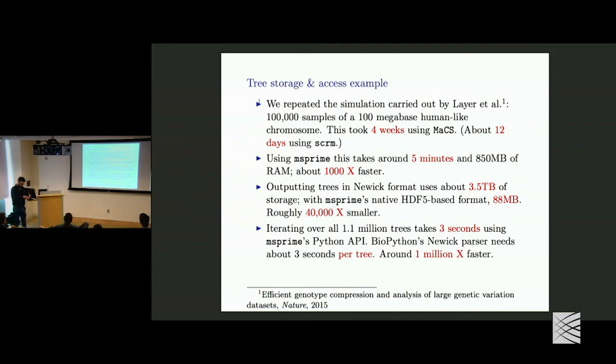Then if we want to actually use these trees, we need to read them in, we need to parse them to actually do calculations with them. And if we do this using MSPrime's Python API, it takes about 3 seconds to iterate over all 1.1 million trees. In contrast, if we use BioPython's Newick parser, which was the fastest one I could find, it takes about 3 seconds per tree. So this is about 1 million times faster to use MSPrime in this example. So there are big gains to be made.